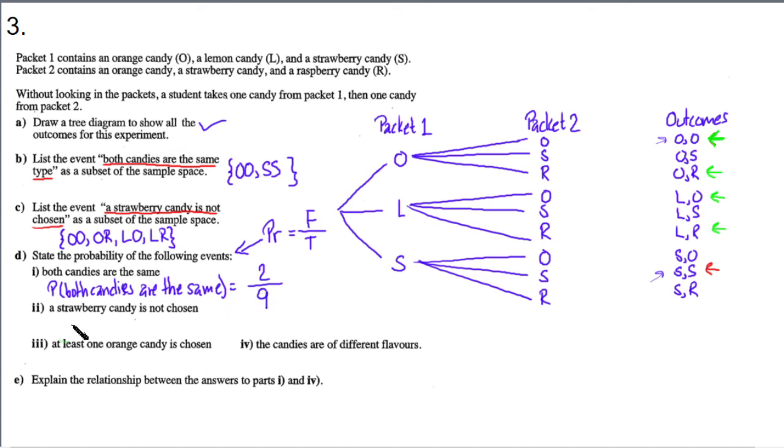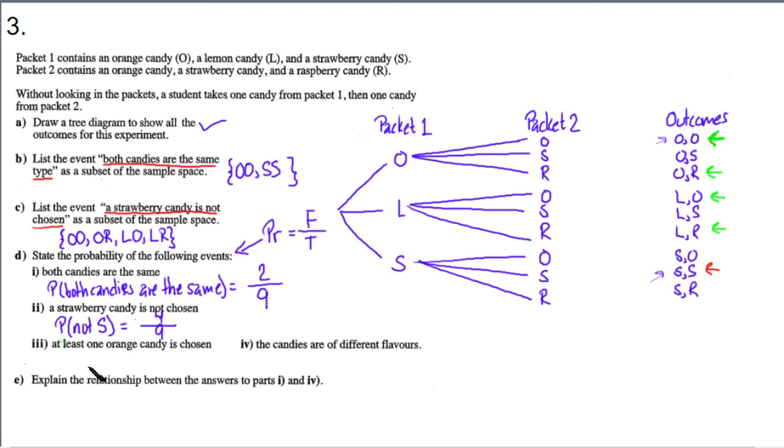Okay. In the second question here, the probability that a strawberry candy is not chosen. So not strawberry. Well, how many favorable events do we have? We have 1, 2, 3, 4, and we still have 9 total events. So 4 over 9.